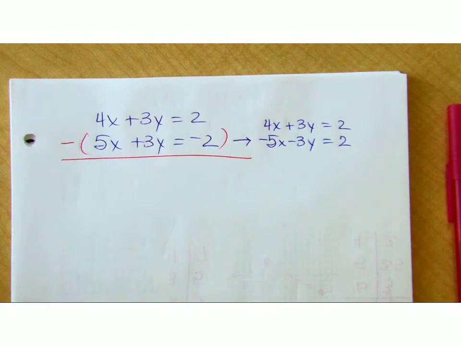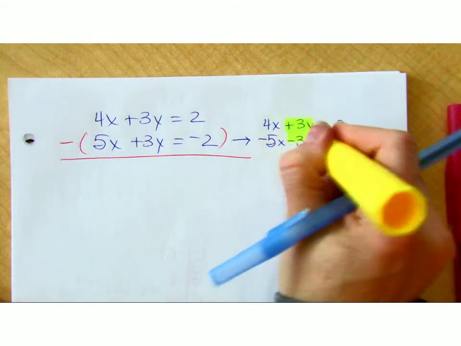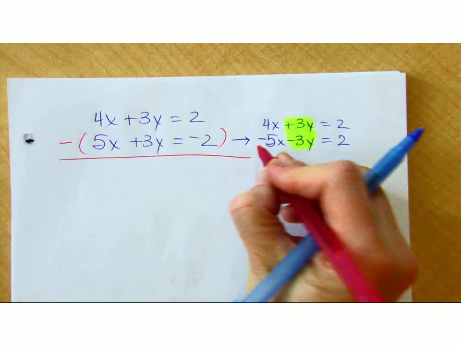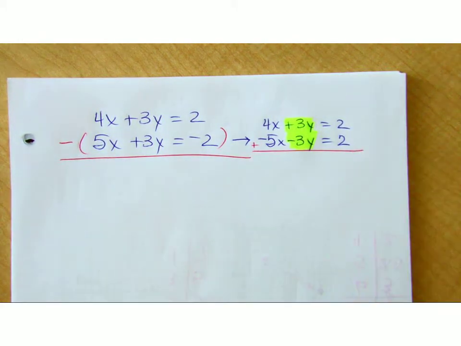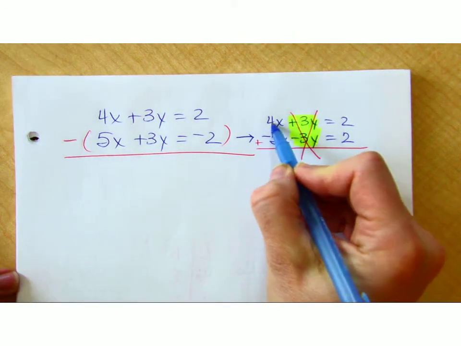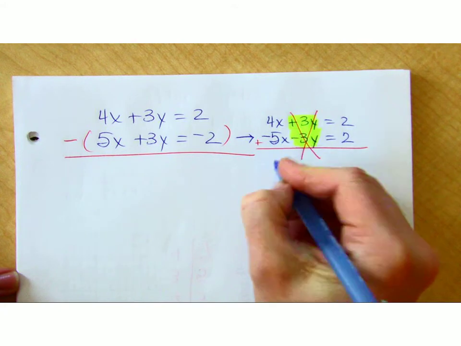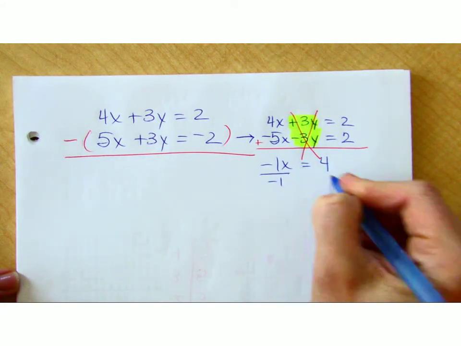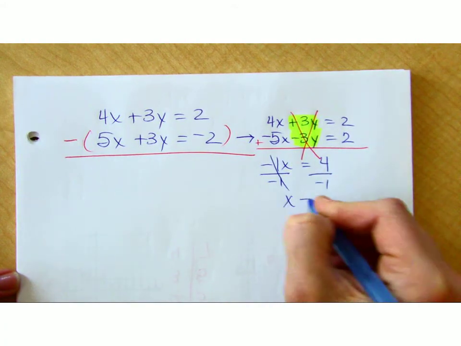I hate air quotes, but I do it a lot in this lesson. It's ready now. Okay? And so now I can officially add them. And why do I want to add them now? Because my y's are completely eliminated. Is everybody okay with that? All right? So then what does a 4x and a negative 5x give me? And 2 plus 2 is 4. Divide by negative 1. I have found that my x value is negative 4.